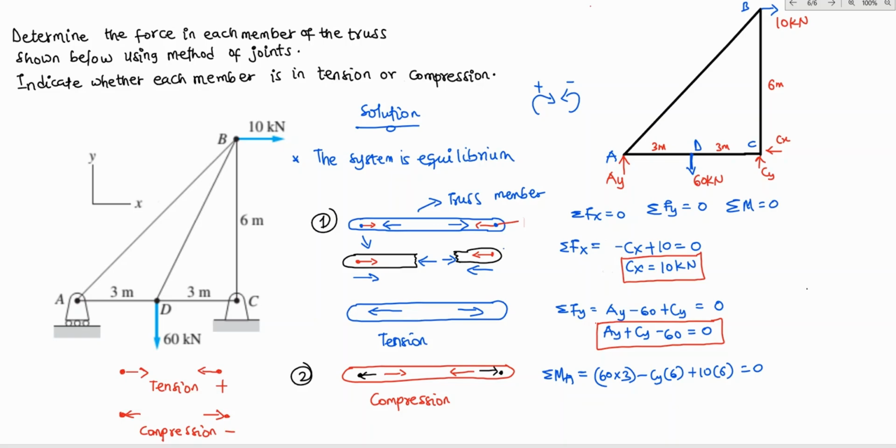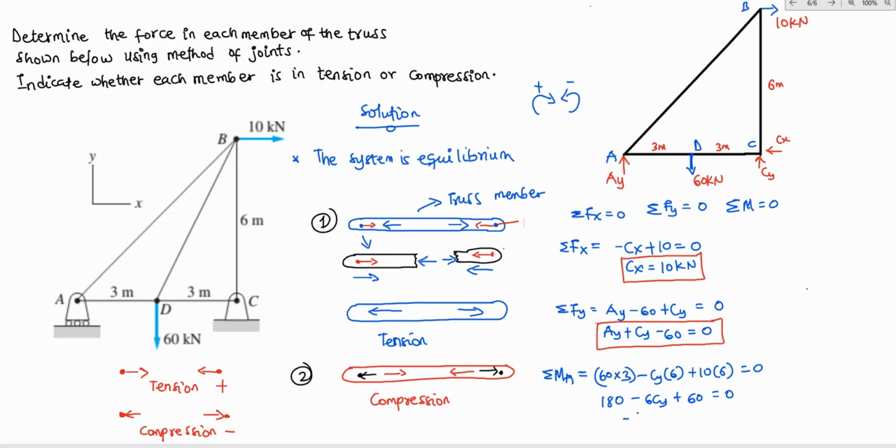Okay, so our unknown now is the Cy. Let's look at that. So we are going to have 60 times 3, which will give us a value of 180, minus 6Cy, plus 10 times 6, which is 60. All this should be equal to 0. So then we are going to have 180 plus 60, which will give us 240.